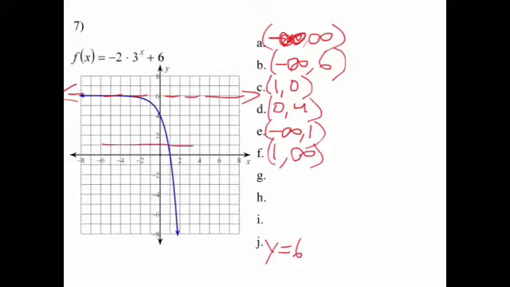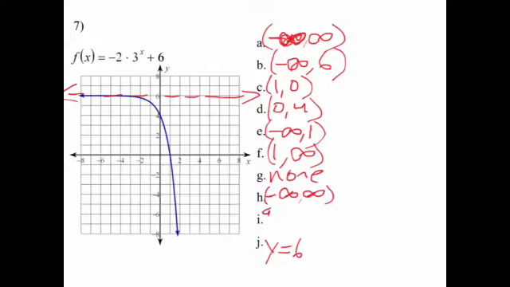Where is my function increasing? We'll travel from left to right. Is it ever going up? The answer is no. And so this part doesn't exist. It is going down everywhere, though. And so my interval where it's decreasing is from negative infinity to infinity.